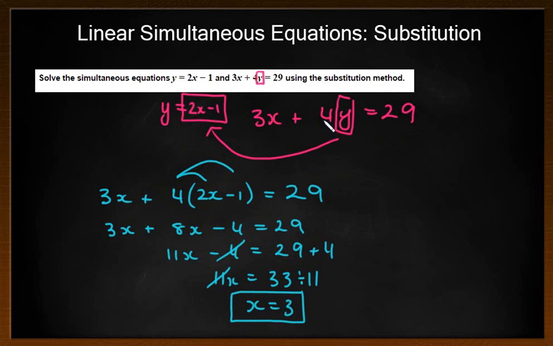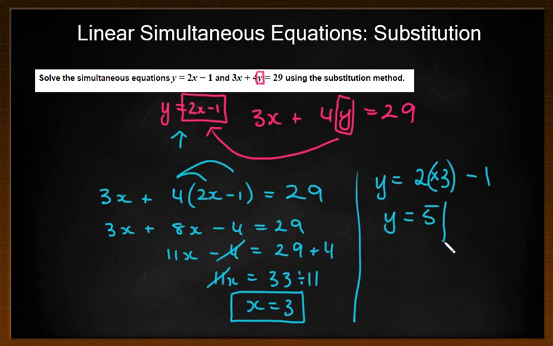Now, I've got another choice of putting into one of these two equations. Because y is the subject, it's so much easier to put it back into that one. So I've got y is equal to 2 lots of 3, and then take away 1. You might want to put brackets in there, it's up to you, and then you can put it into your calculator or do it in your head. 2 times 3 is 6, 6 take away 1 equals 5. I now have my solution of (3, 5), and that is my simultaneous equation.